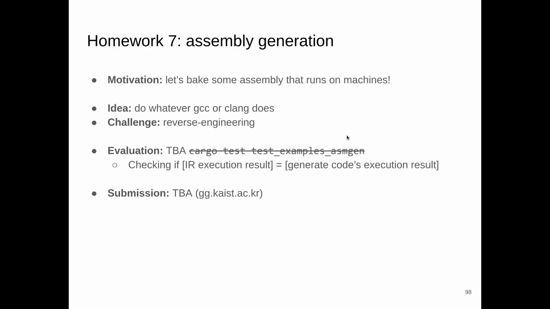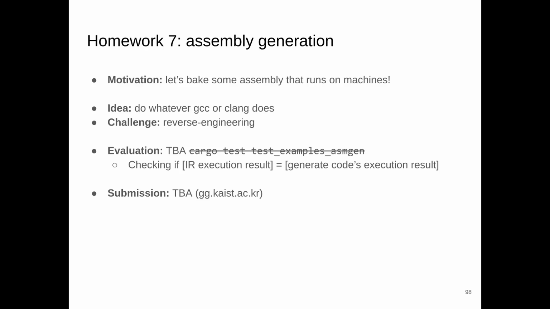Then it is the homework, assembly generation. Its motivation is that at the final stage of the compiler, we need to bake some assembly from IRs that is actually runnable on machines. Then I'm going to show you a machine that is actual RISC-V hardware that actually executes your program. Isn't it cool? I mean, your compiler is used to compile some C program, and the result will be run on a real machine. So that will be cool, I think.